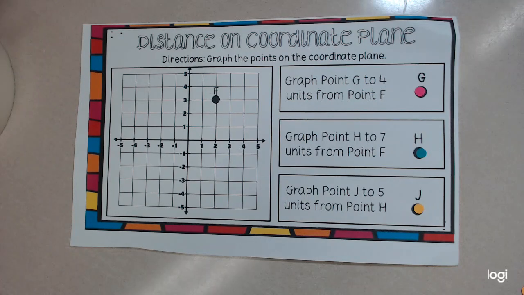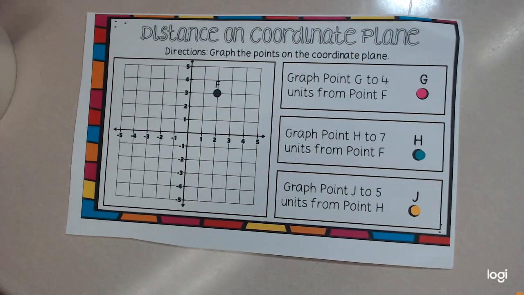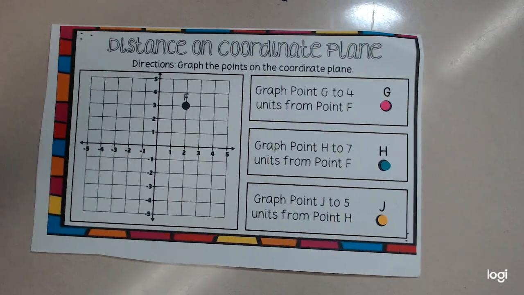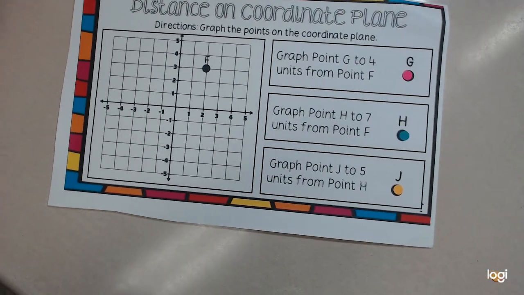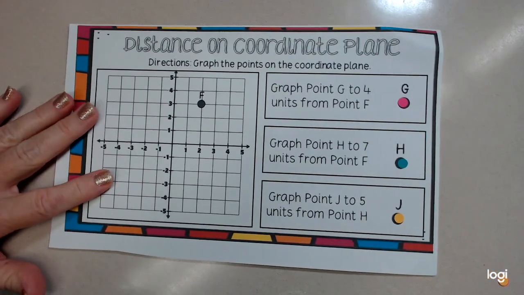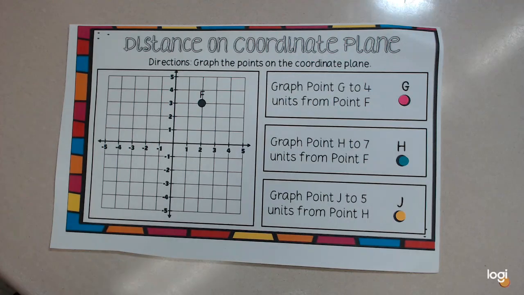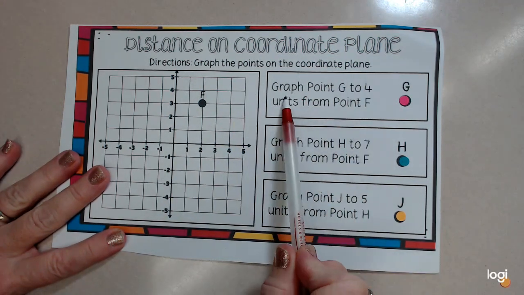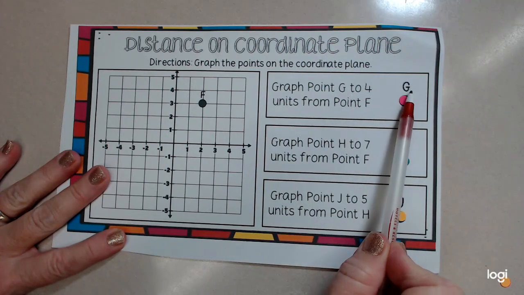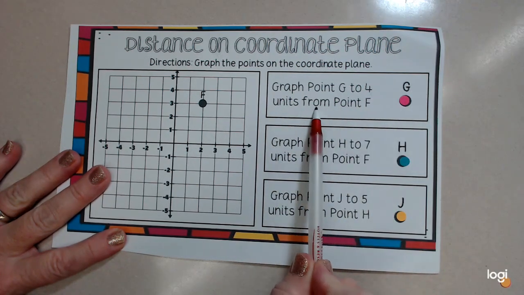Okay, the next slide that you're going to have to do is going to look very similar to this. Let's see if I can straighten my screen out here a little bit. You're going to have to plot points, which means you're going to drag them. Now, obviously, I'm going to drag my colors. You'll have to drag the dots on your Google slide. Directions, graph the points in the coordinate plane. Graph point G, that's this one, to 4 units from F.